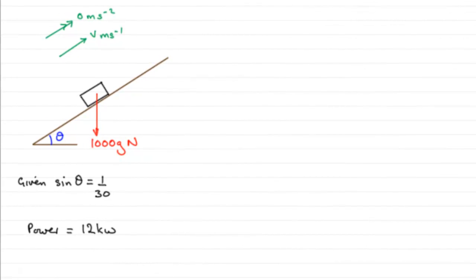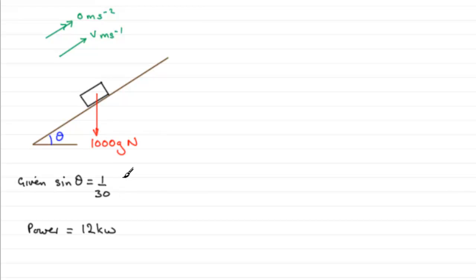Now before we start, what I've done here is started to draw a sketch for what we're given. So we've got this car of mass 1,000 kilograms, and you can see I've already marked in the weight mg, 1,000 g newtons. It moves with a constant speed of v meters per second up a straight road inclined at an angle theta to the horizontal, where sine theta equals 1/30th.